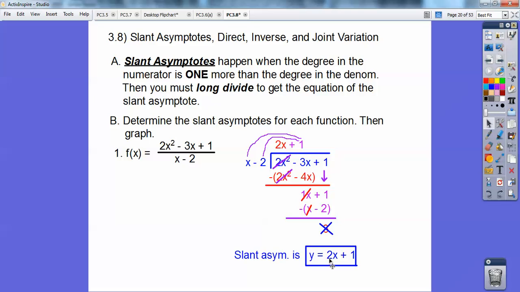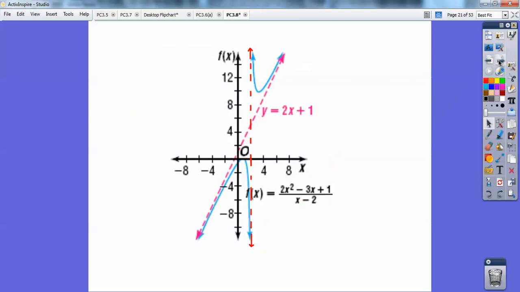y equals mx plus b. Remember how to graph that? It's an asymptote, though, so it's a dotted line. x equals 2 is a vertical line. So there it is right there.